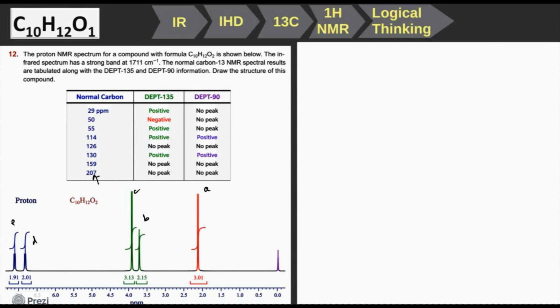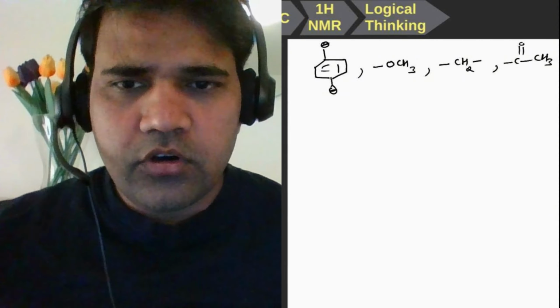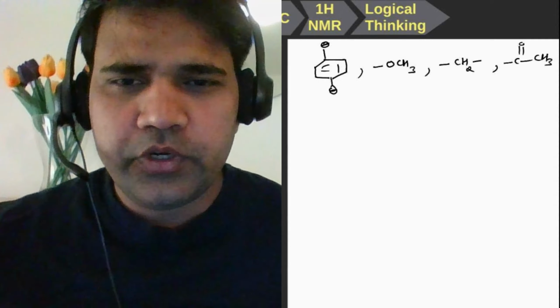Okay, so let's write all the information which we got from all the spectral data. First, we understand that the compound has one benzene ring which is para substituted. The compound has an OCH3 group. It also has CH2. It also has COCH3, right? Now we have all the pieces of information. It is time to put them together.